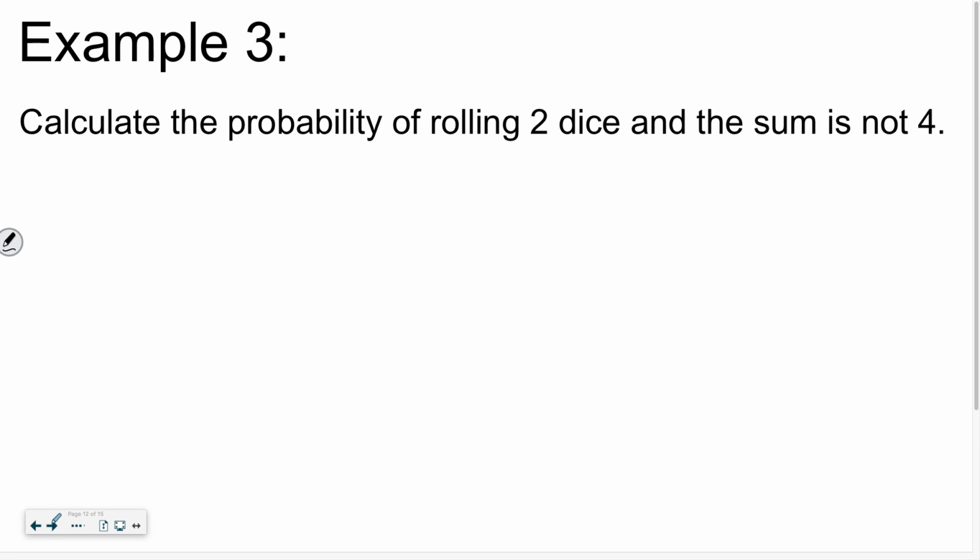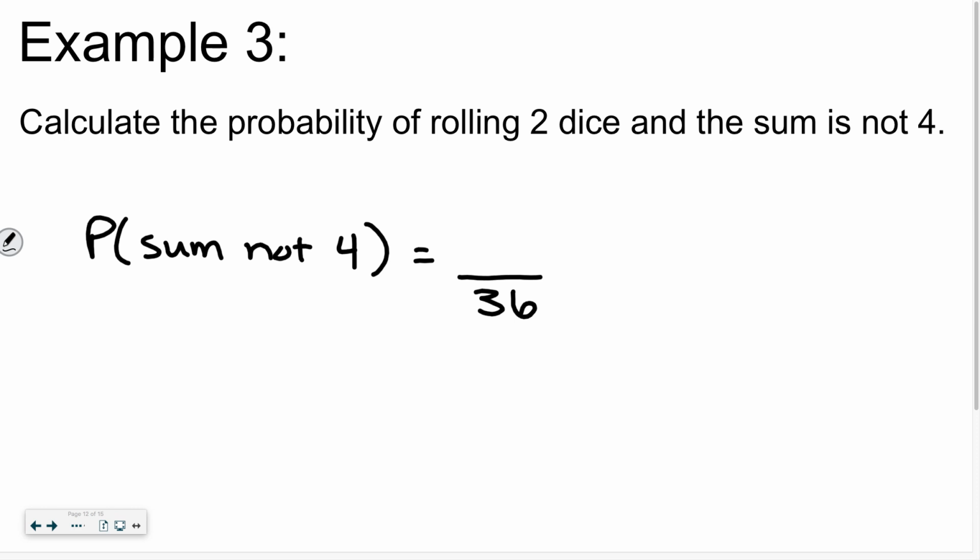Okay, let's do example 3. Calculate the probability of rolling 2 dice and the sum is not 4. Oh, yeah, this one would probably be easier done with its complement. So to think about it in terms of complement, think about how many ways you could get a 4, right? So what are the ways to get a sum of 4? 2, 2. 3, 1. Let's do 2 again.